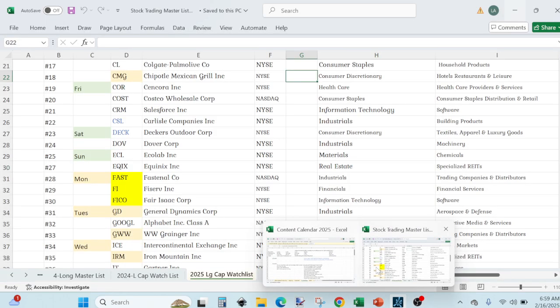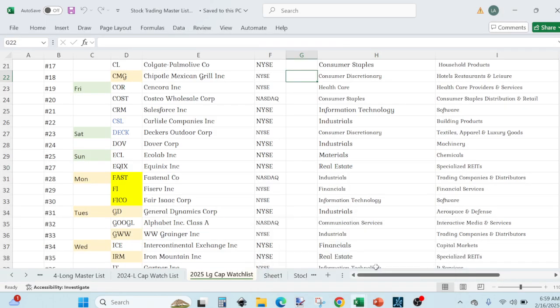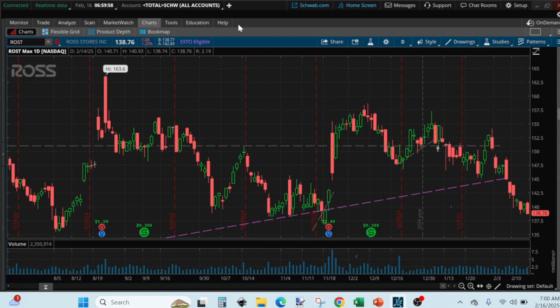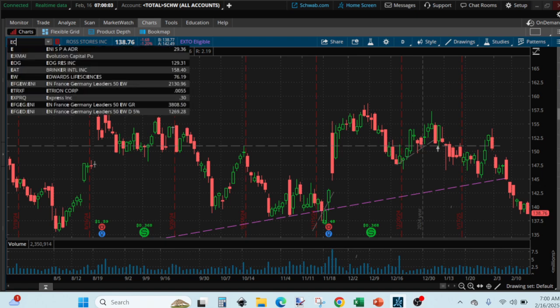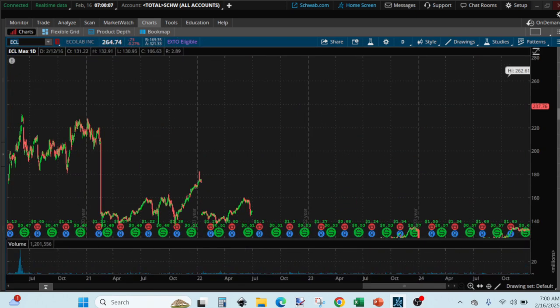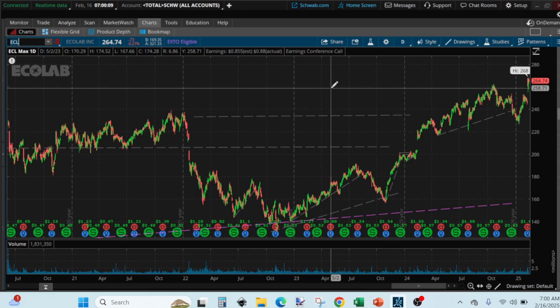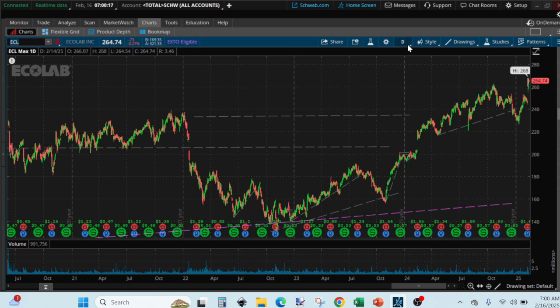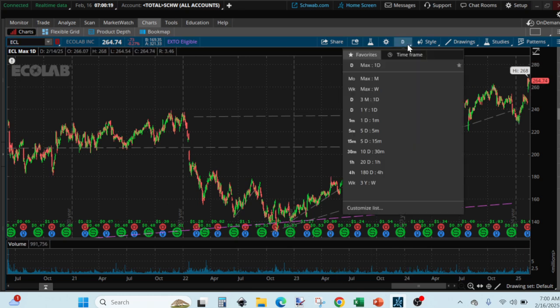We are going to analyze a small portion of our stock watch list, and the first one we are going to analyze is ECL. When you open your chart here, we are using Thinkorswim. If you have a JustSwap account, Thinkorswim will be free for you to download to your computer, or you can use the web version, or the mobile version as well.